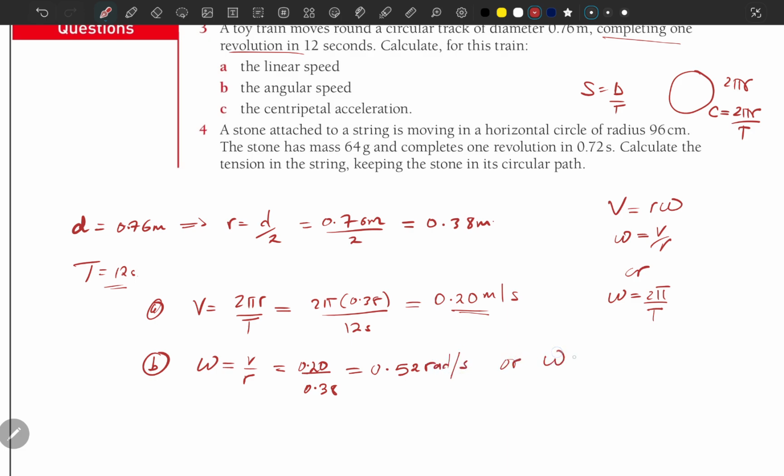Or you can say angular velocity is equal to 2 pi over period, and this will be 2 pi over our period, which is 12, and we should be getting the same 0.52 rad per second.